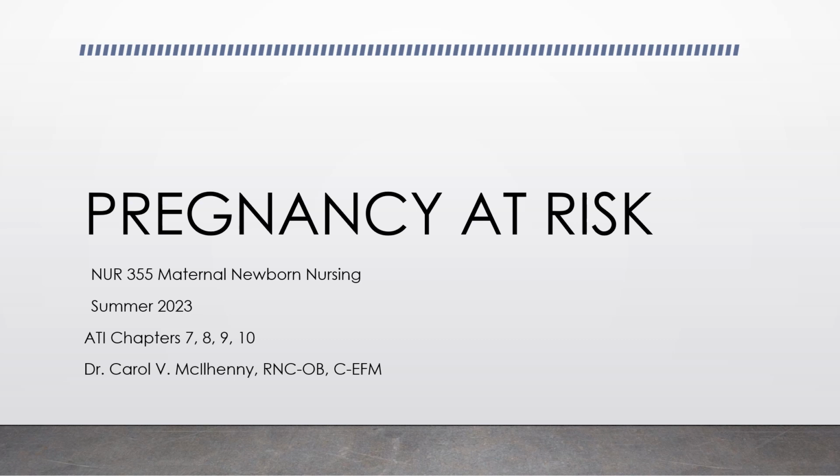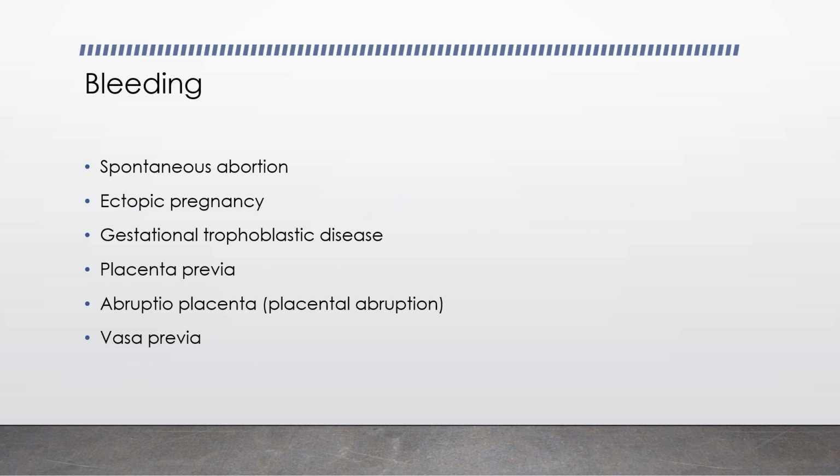In this lecture, we'll be talking about at-risk pregnancy, and it covers the ATI chapters 7 through 10. The first thing we'll discuss is vaginal bleeding, and it could be caused by any of the conditions on this slide. Spontaneous abortion, another word for that is miscarriage. An ectopic pregnancy is where the pregnancy doesn't grow inside the uterine cavity. We'll talk about gestational trophoblastic disease and the other things that are listed on this slide as the presentation progresses.